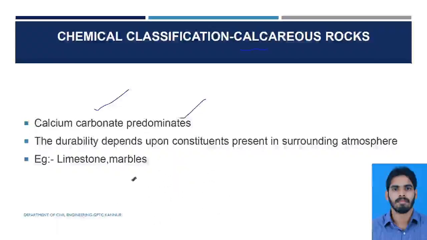There may be some chemical reaction occurring in marbles. There may be some discoloration of that marble. There will be news in newspapers. That is because, since it contains calcium carbonate, it may react with atmospheric gases and convert into some other forms. Maybe like that may happen. Not oxygen, I'm talking about some sort of gases. That's why durability depends upon the constituents present in the surrounding atmosphere.